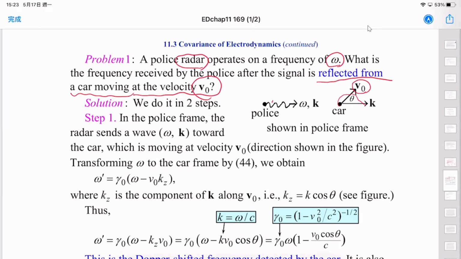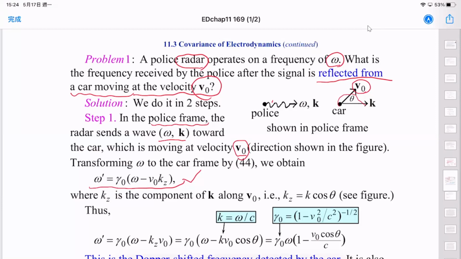So we can divide it into 2 steps. Step 1, in the police frame, the radar sends a signal omega k toward the car, which is moving at velocity v0, direction shown in the figure. We can transform omega to the car frame. So the car will see the signal. Car and police have a relative motion here. So he will see a signal.